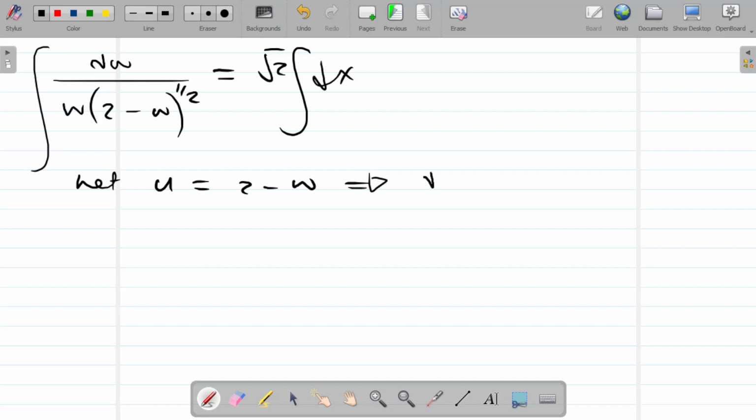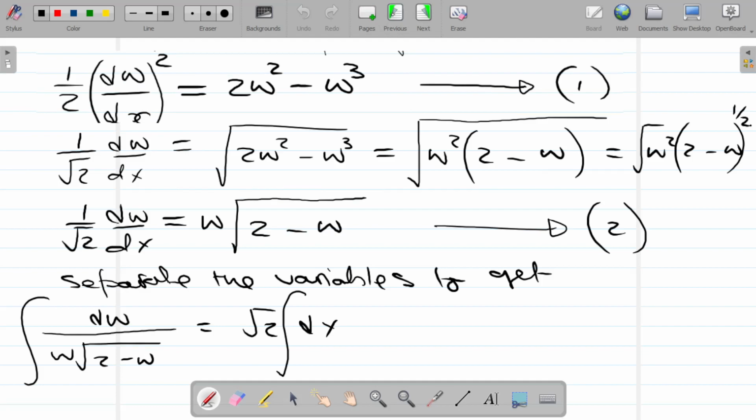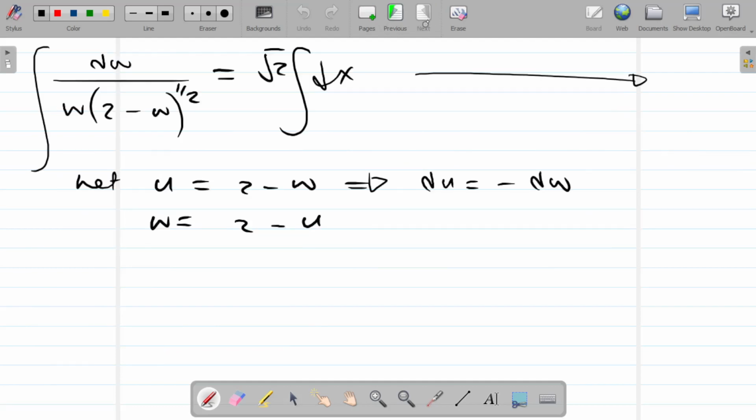We can ascertain that du is equal to minus dw, right? And also w is equal to 2 minus u, right? So we substitute these terms back into the left-hand side of this equation. We'll call it equation 3. Okay, so from this, dw is equal to minus du.